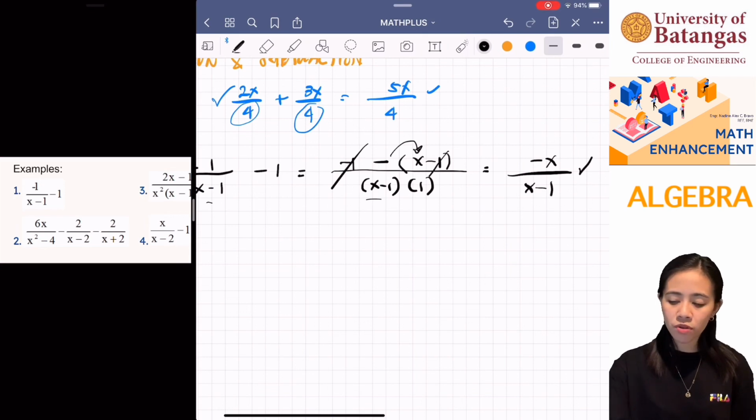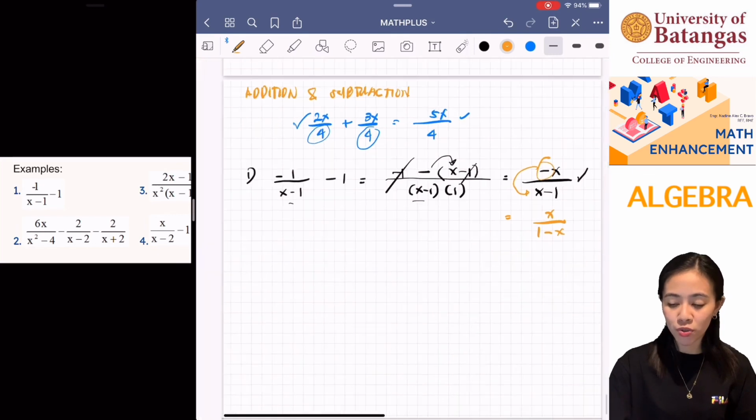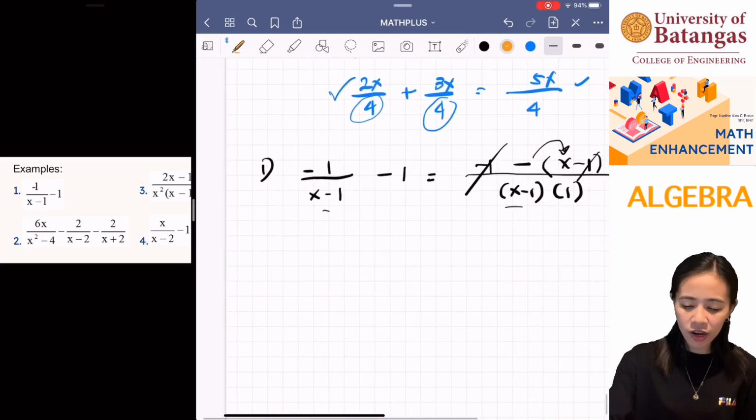But then again, if you do not want the negative sign, so kagaya na ginawa natin kanina, if you want this removed and make your answer positive, ibig sabihin, you have to distribute this in the denominator and that will commute, diba? Magiging positive 1 minus x na to. Okay, I'm sure you now know that because I've done that distribution with 2 illustrations already. Okay, let's do number 2.